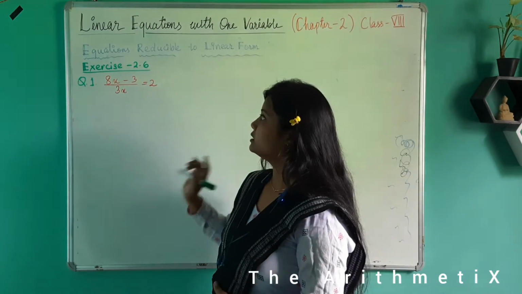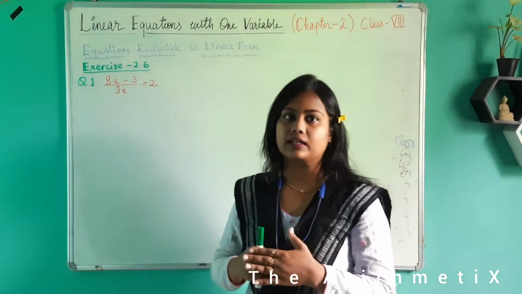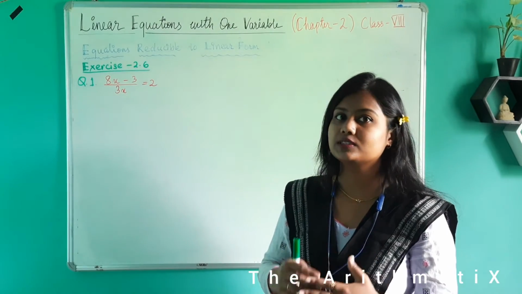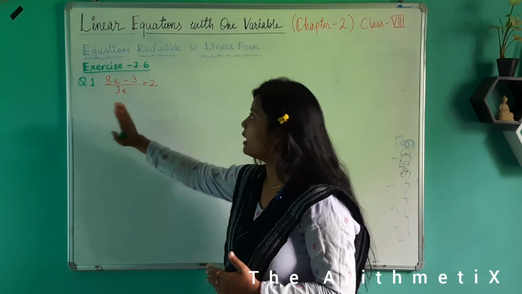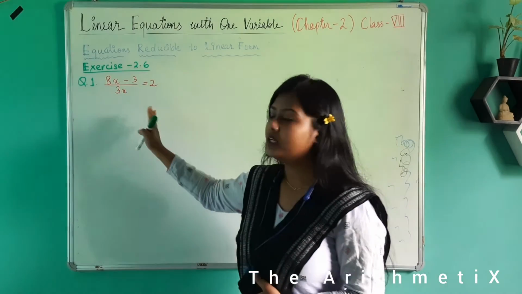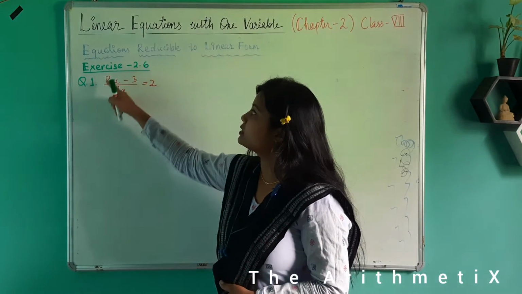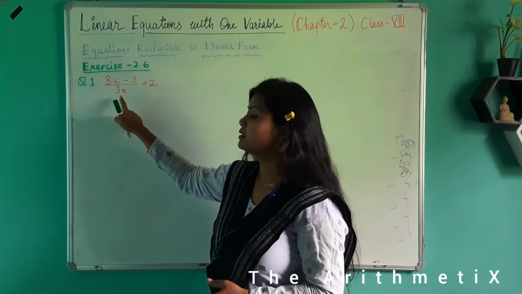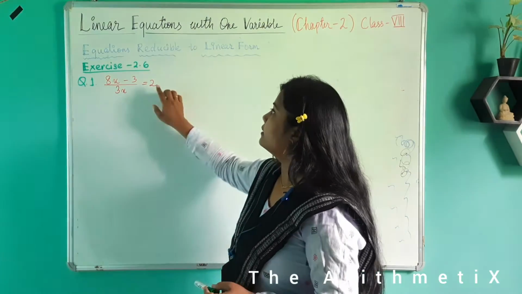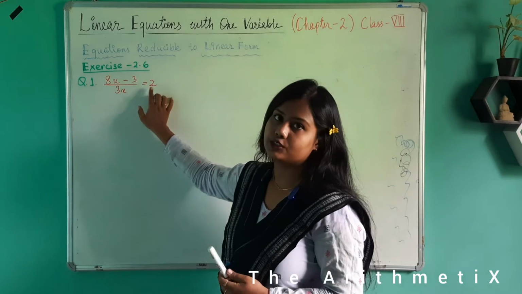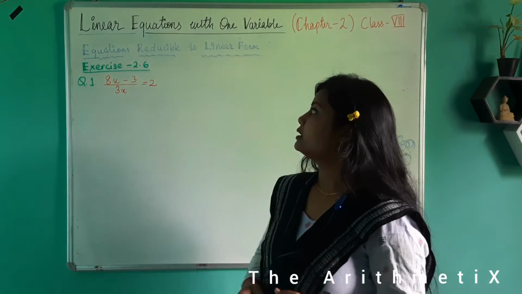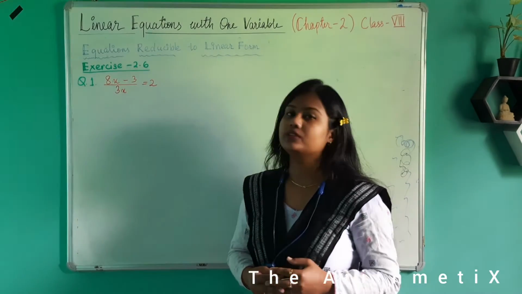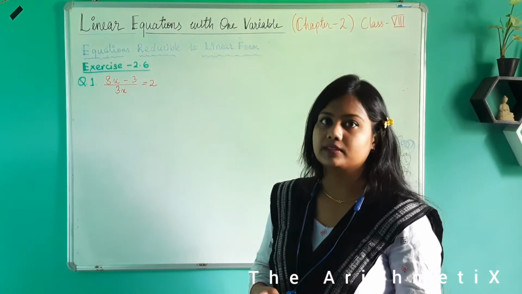So see, in this concept, the questions will be in the form of ratio. On the left hand side and right hand side of the equation, ratios will be given. This is a polynomial and it is in ratio form, and this one is also a ratio in terms of constant terms. So here, in order to solve, we need to use the cross multiplication method.